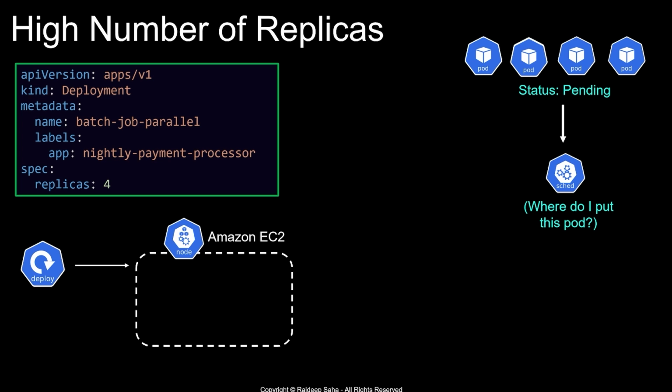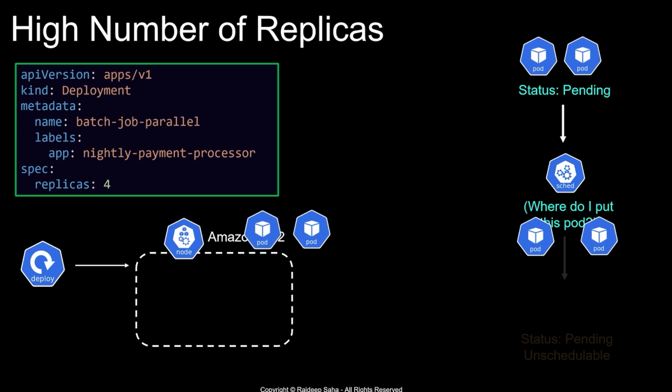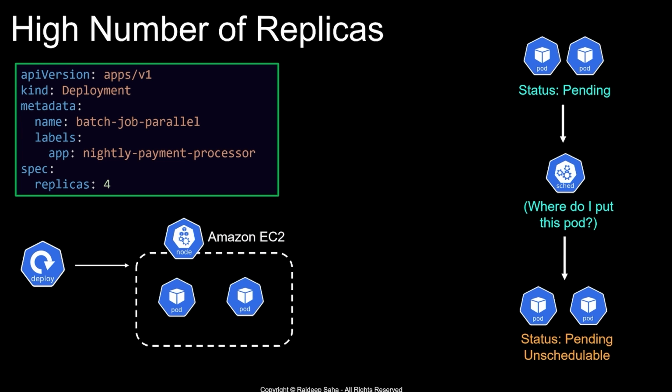At this point, as soon as you deploy that deployment, 4 pods go to the status pending. The scheduler comes in and says, where do I put this pod? And then it finds space for 2 of these pods in the already existing running EC2 instances, assuming that each EC2 can run only 2 of these pods. And the remaining 2 pods go to the status pending with condition unschedulable.